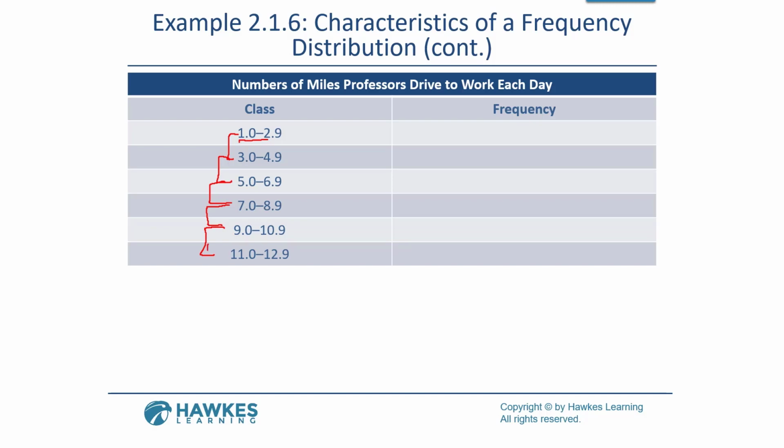How do the other ones go? This goes up to 2.9. We don't have to figure all that out again. All these are separated by 2, so add 2 to the 2.9. Here's the next one, 2 to the 4.9. Got it? Add 2 again, add 2 again, and you've got all the class limits.